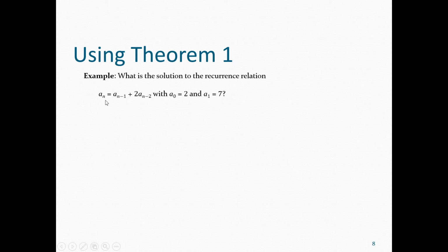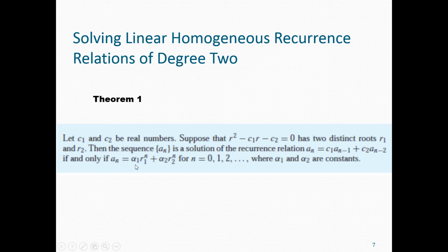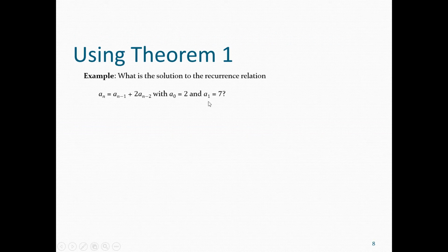What is the solution of this recurrence relation? an = a(n−1) + 2a(n−2). This is a linear homogeneous recurrence relation, and its degree is 2 because the previous two terms are used. Initial conditions are given in order to find α1 and α2. If initial conditions are given, we can find α1 and α2 because they are arbitrary constants. a0 is given as 2 and a1 is given as 7.